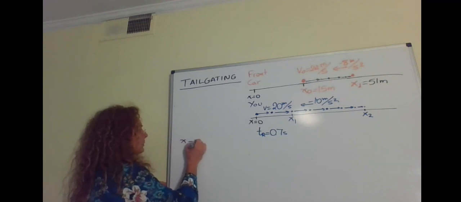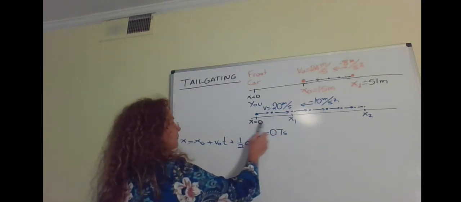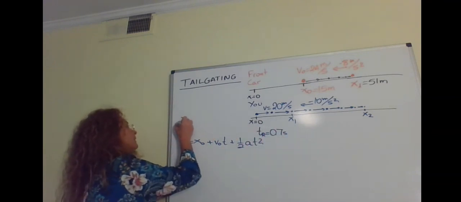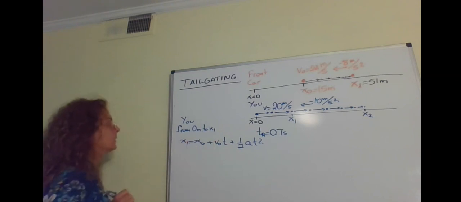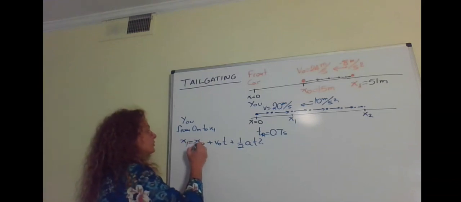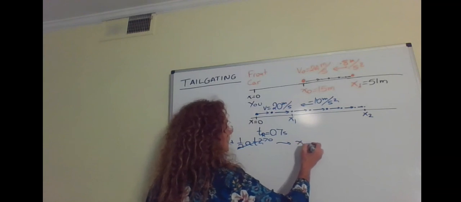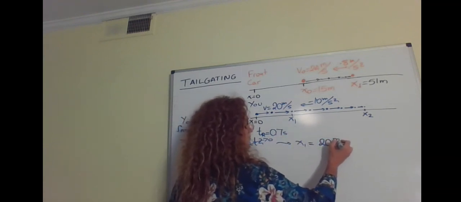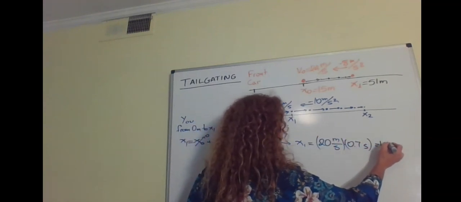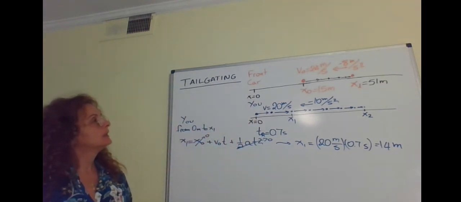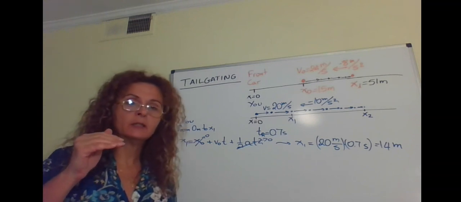So if I use the full formula, from position 0 to x1, and this is what you're looking for, x1. Okay, if you use this equation, you do see that your initial position is 0. You have no acceleration. So what you find is that x1 equals the initial velocity, which is 20 meters per second times 0.7 seconds. And this is 14 meters. So you already did 14 meters without slowing down.